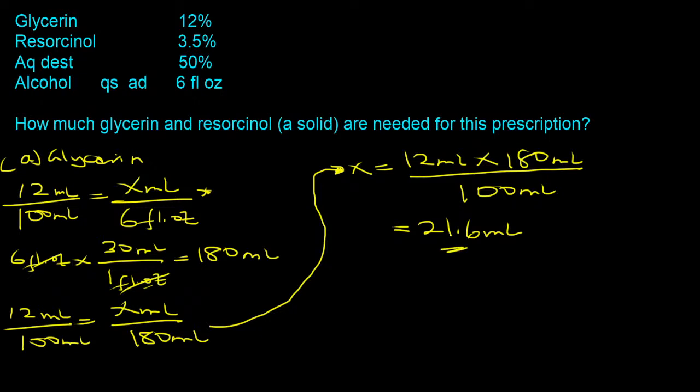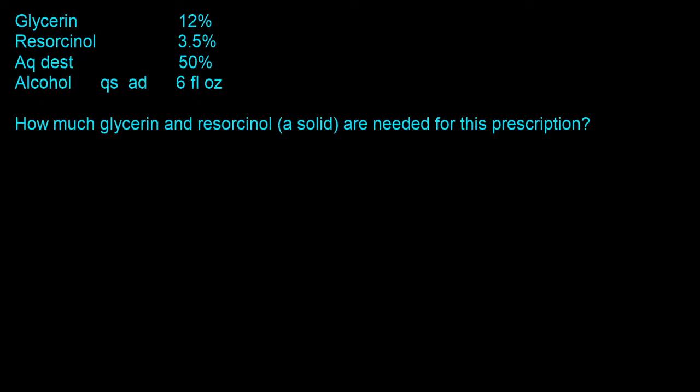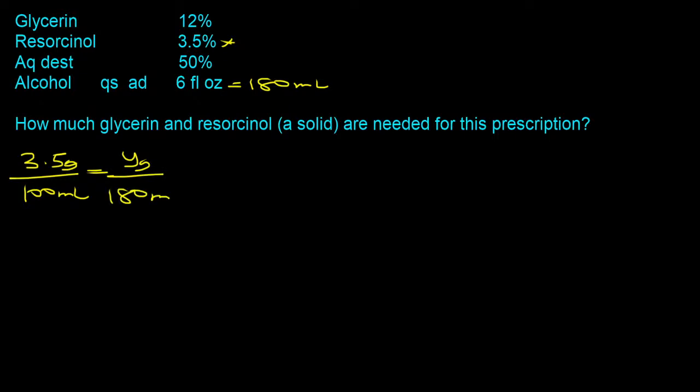The next thing we can do is the same thing for the resorcinol. And the way we want to do that is to repeat the process. But this time we know what the volume is. The total volume is 180 milliliters. So we will take this percentage concentration, which is 3.5, and we'll do 3.5 grams of resorcinol in 100 milliliter preparation. And we need to determine how many grams is in the 180 milliliters.